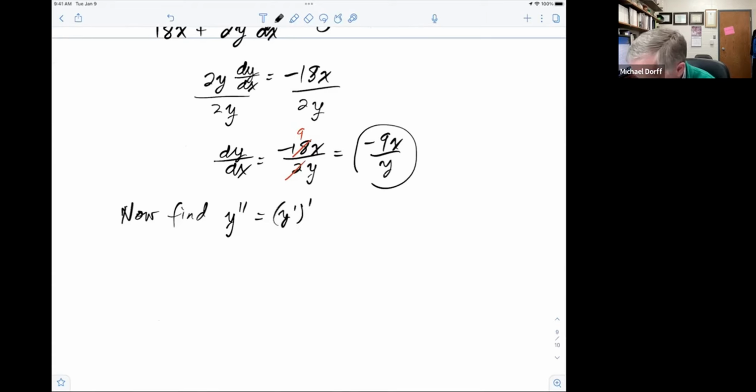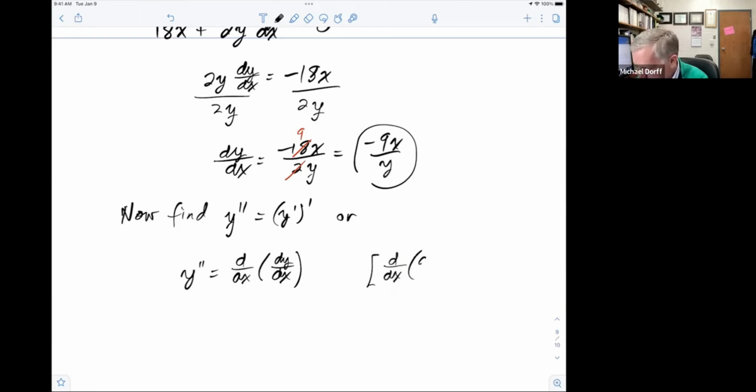Or you can think of this y double prime as d/dx of dy/dx. In some books, d/dx of dy/dx is written as d squared y over dx squared. So that represents the second derivative.